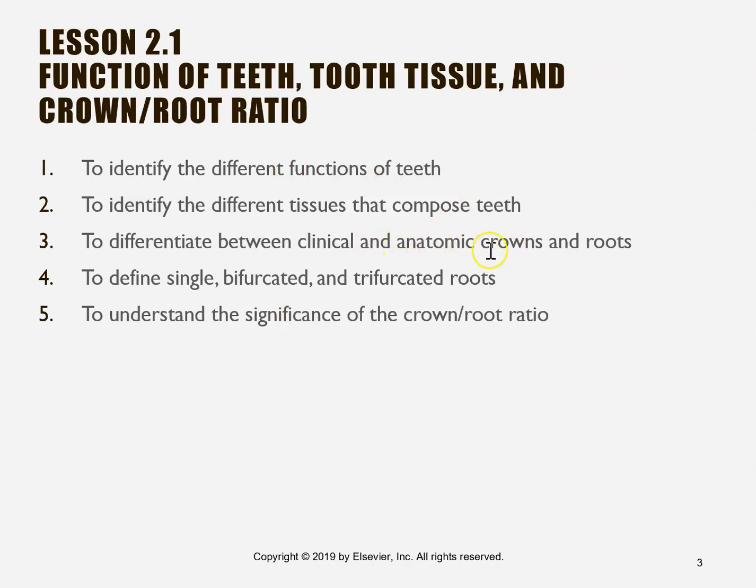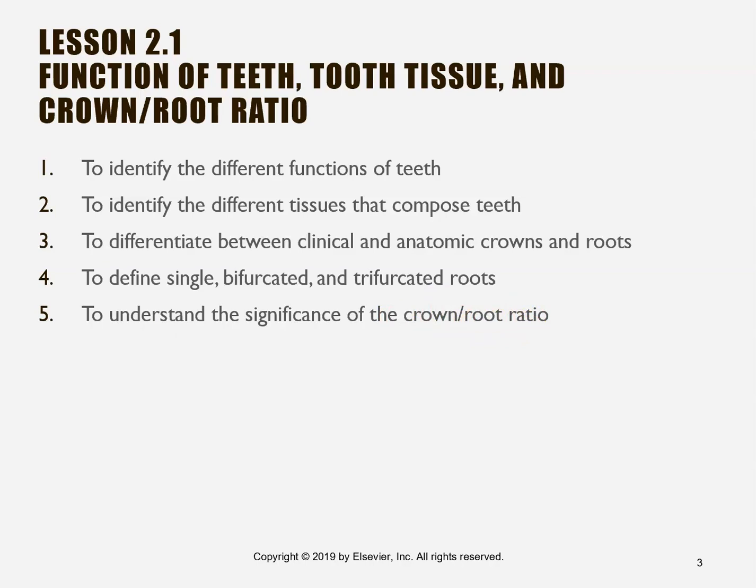We're going to look at what is an anatomic crown and what is an anatomic root versus clinical crown and clinical root. We're going to find out that there are teeth that have one root, two roots, and even three roots, and we're going to look at the significance of the crown root ratio.